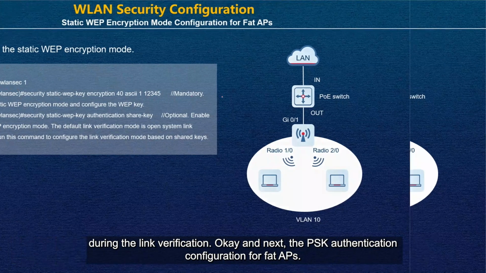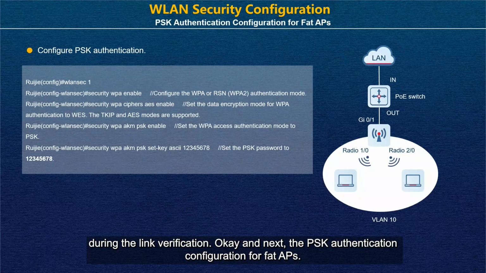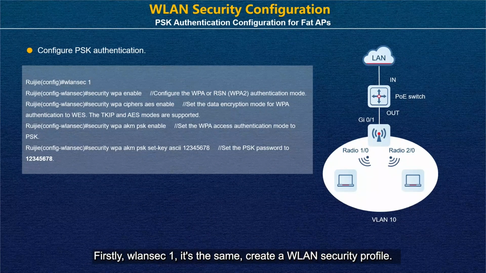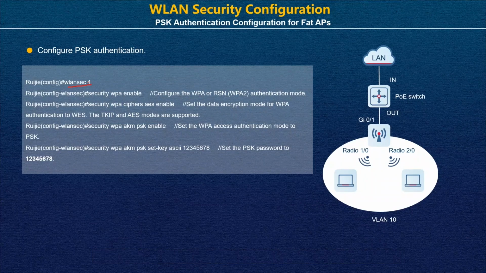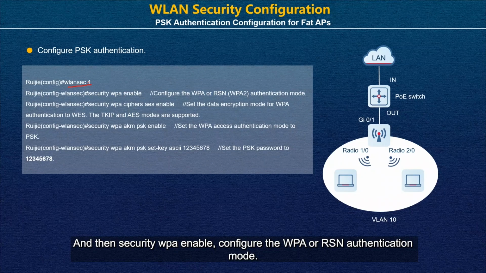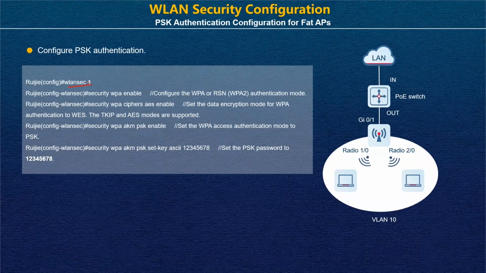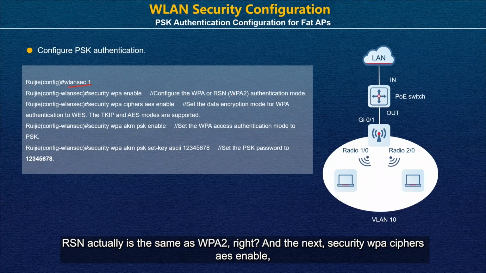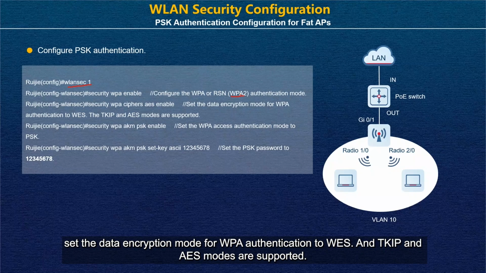Okay, and then next, the PSK authentication configuration for Fat APs. Firstly, WLAN sec1 is the same: create a WLAN security profile. And then security wpa enable, to configure the WPA or RSN authentication modes. RSN actually is the same as WPA2, right? And the next, security wpa cipher aes enable. Set the data encryption mode for WPA authentication to AES, right? The TKIP or AES modes are supported.